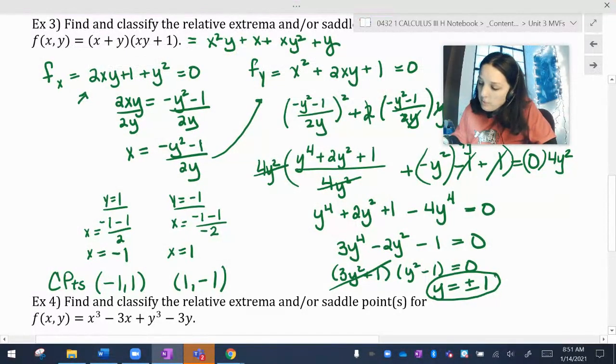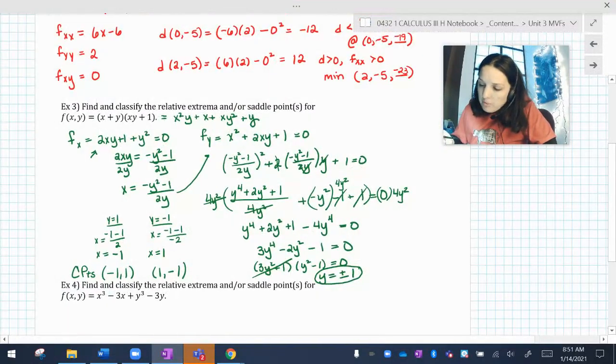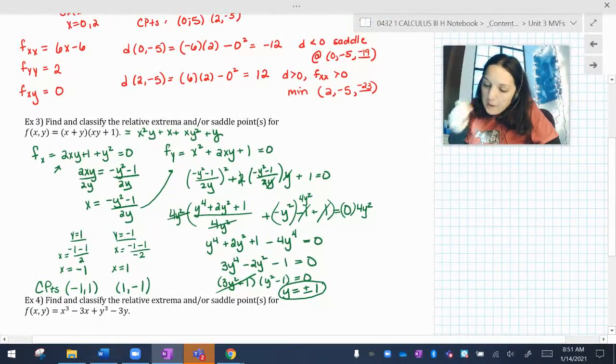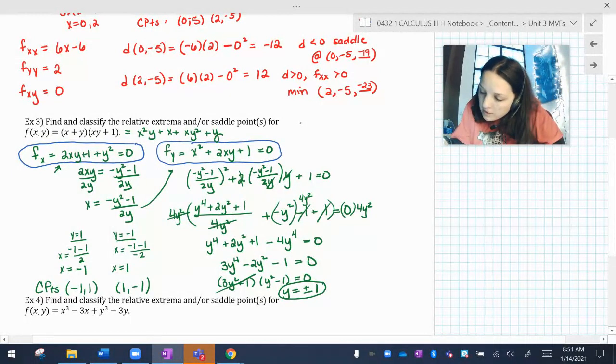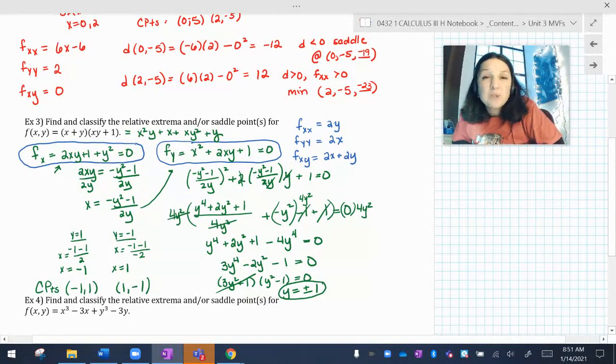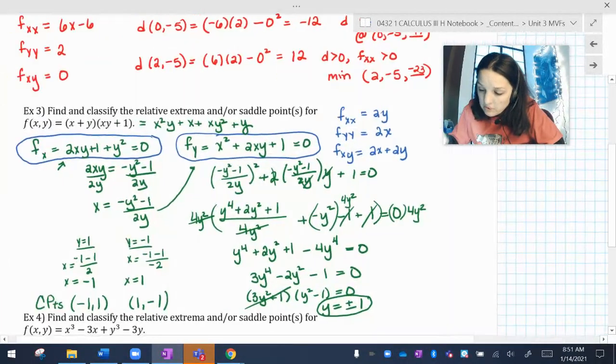go back and evaluate that D thing. So maybe I shouldn't have written so big, huh? All right, I'm going to use blue just to make it a little bit clearer here. So there's f sub x and there's f sub y. So if I want to find D, I need f sub xx, which is going to be 2y, and f sub yy, which is going to be 2x. And then I need f sub xy, which is going to be 2x plus 2y. That's the first time our f sub xy has been anything other than 0. See, I told you it could happen.